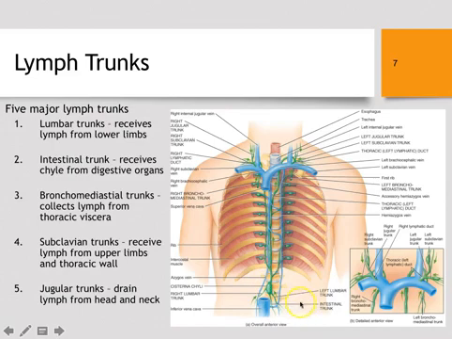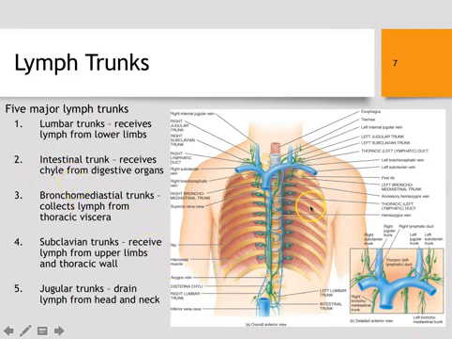Then the next one that we see is the intestinal trunks. So you can see the intestinal trunk right down in the same area, bringing lymph from the actual intestine. So that'll, again, have that fatty kind of fluid with it, and that fluid is called chyle. So they don't call it lymph, they call it chyle. We'll see what the difference is in a second.